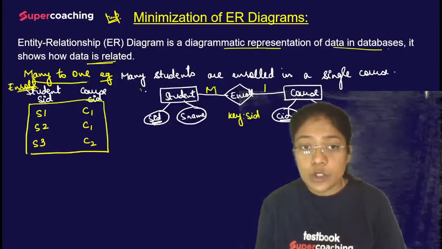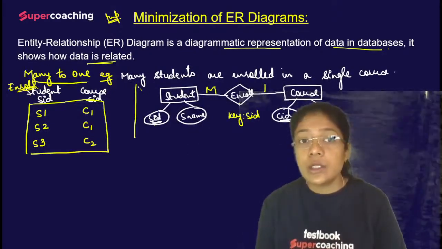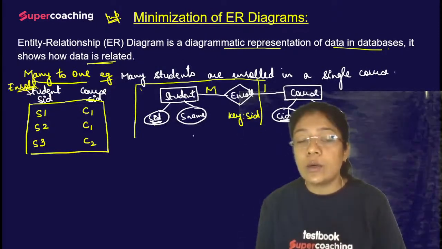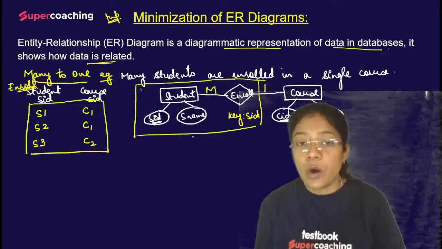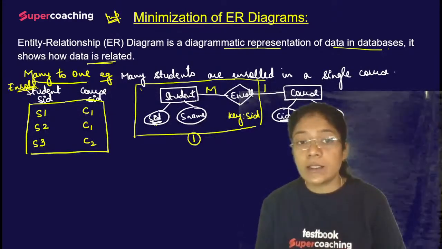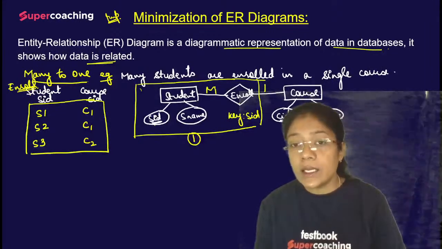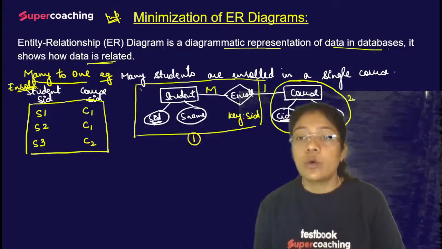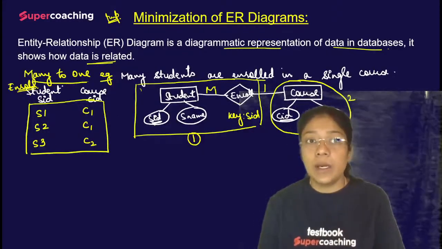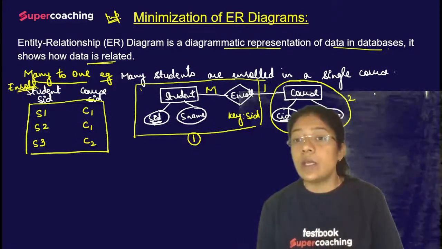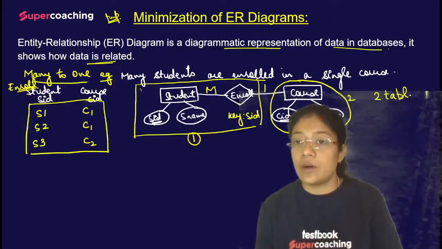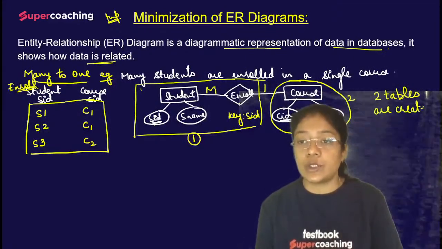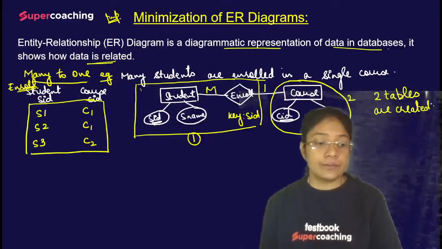So we can merge the entity with the relationship where the key is the same. So we'll get one table for enrolled and student because they have the same key. For course, the key is different, so we'll create a second table for course. This means that in the minimization of one to many, two tables are required. Here two tables will be created after the minimization. Make sense?